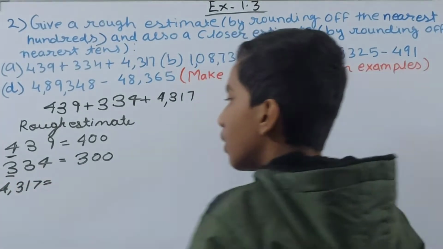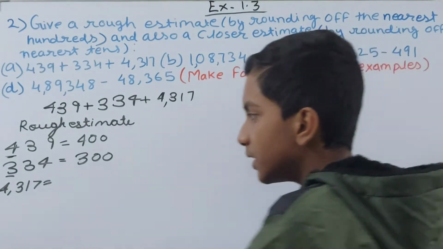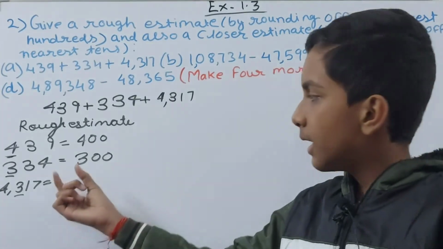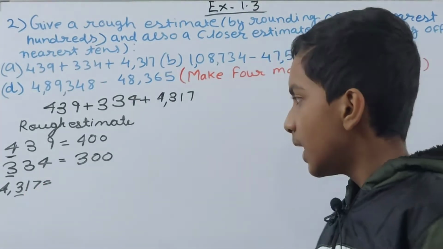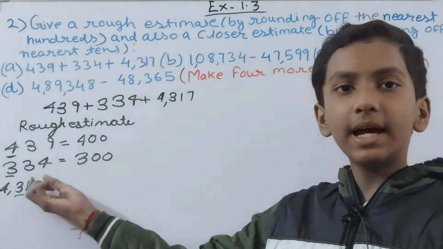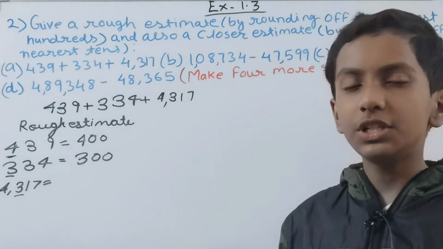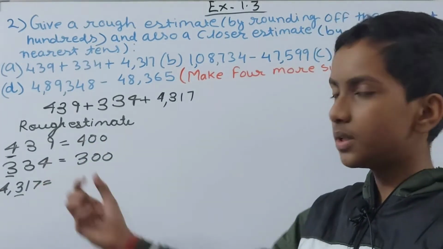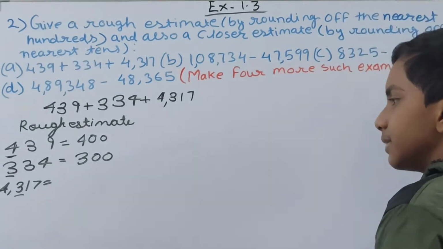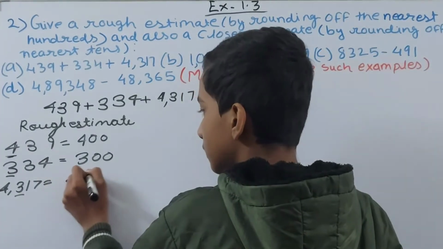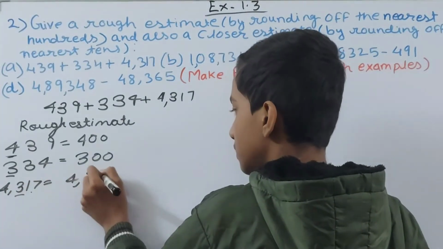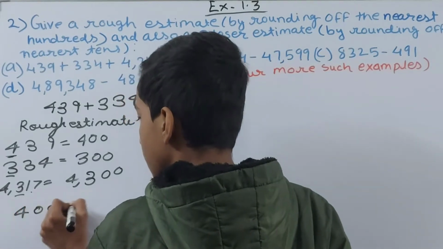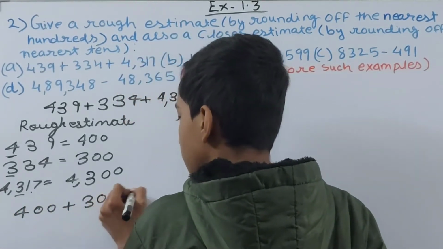Then 4317. Okay, so what will we do now? Again see, the digit at the hundreds place is 3. Then we move one place back, at the tens place 1, and the digits at the tens and ones places will turn to 0 and nothing will be changed with the digit at the hundreds place. So 4 will be the same, 3 will be the same, these two digits will turn to 0.